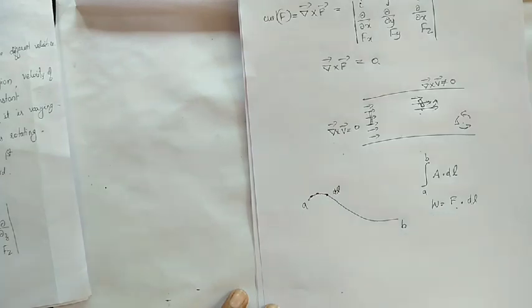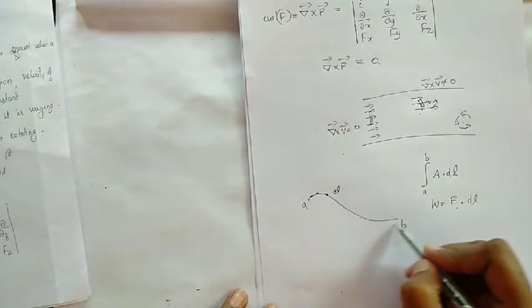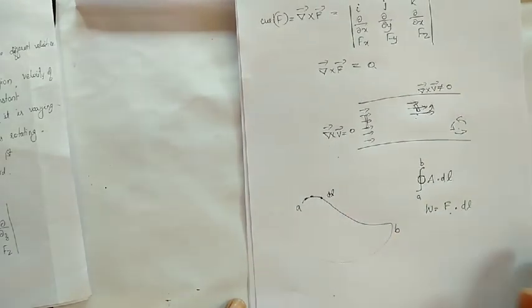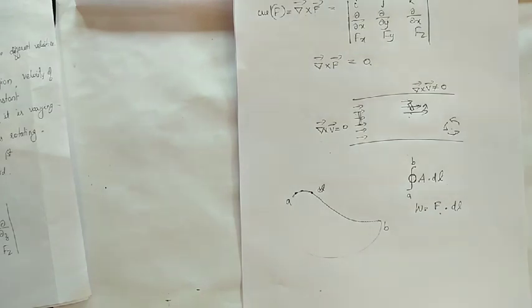Then what is a surface integral? If the curve is assumed to be a closed one, it will be indicated by a symbol like closed curve integral of A dot dl. Integration is along a closed curve.